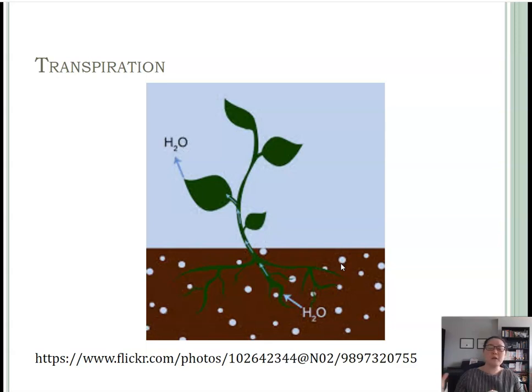So first off, the water needs to get into the roots, but then with gravity acting against it, how is the water going to get up to other places like the leaf? Well, some of this is going to use properties of water, and some of this is going to be based on some of the structures that are in the plants themselves.